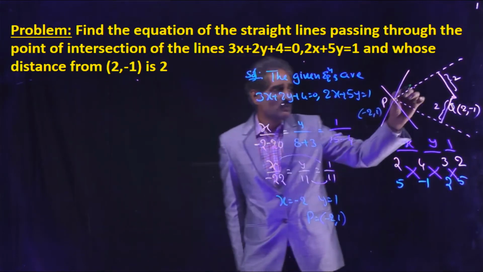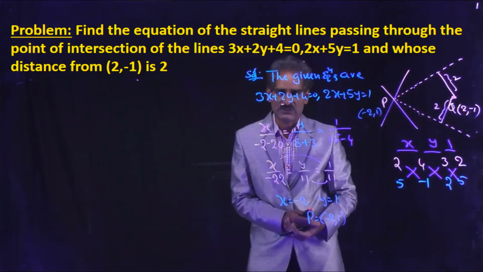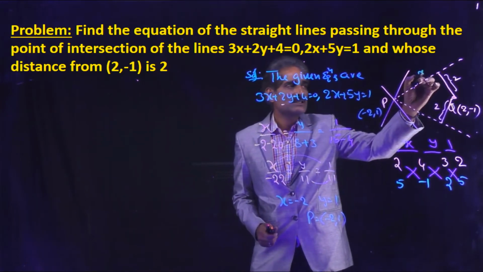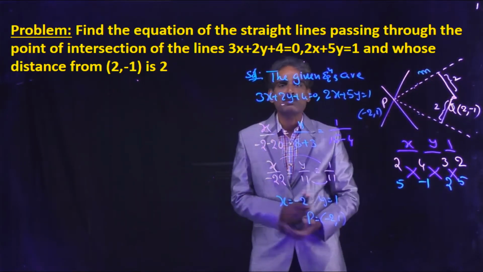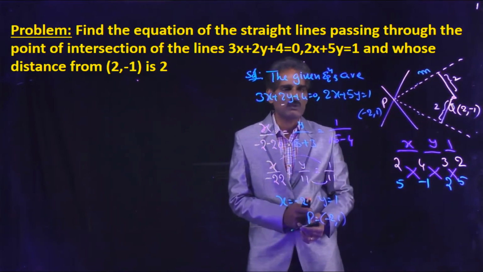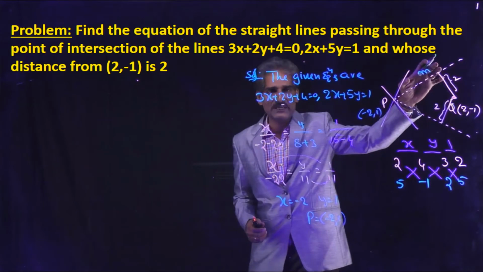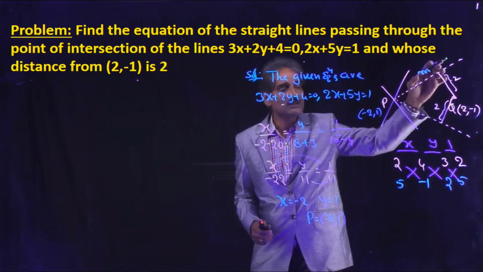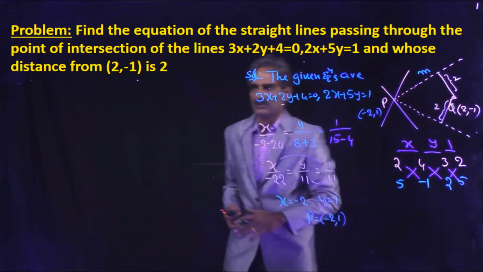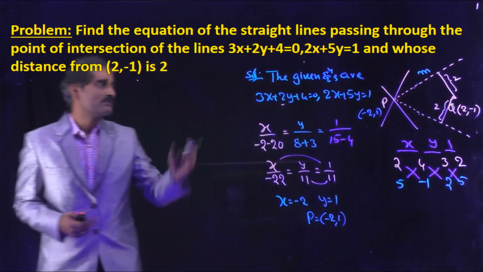Now here we have to find these two equations. Let us take the required slope as m. Let m be the slope of the required line, and it is passing through (-2, 1). I write the equation of this line. By using the distance formula, you can find the m value. If you know m and P, you can write the equations.